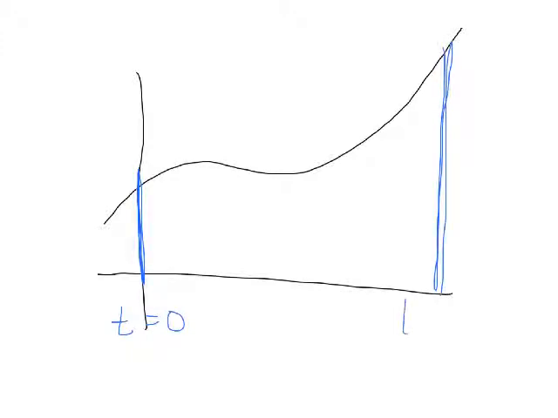Alright, so let's assume that we have a function, and our function looks kind of like this. And what we want to do is find the average value of the function over an interval. We'll go from time 0 to time 10. So over our interval of time 0 to 10, what is the average height of this function?